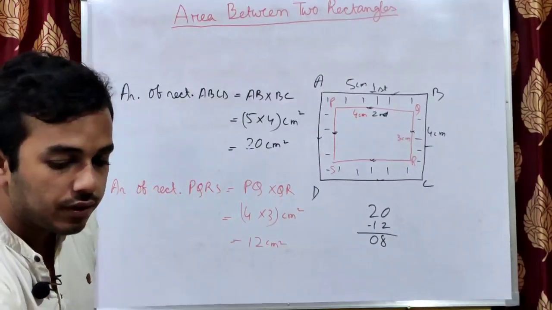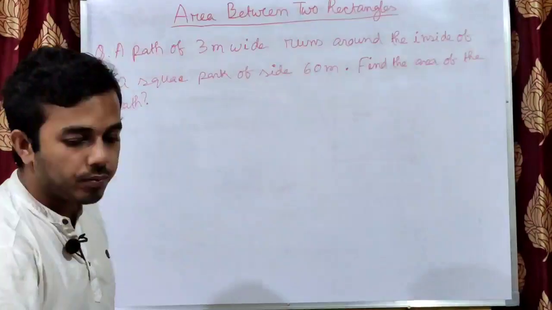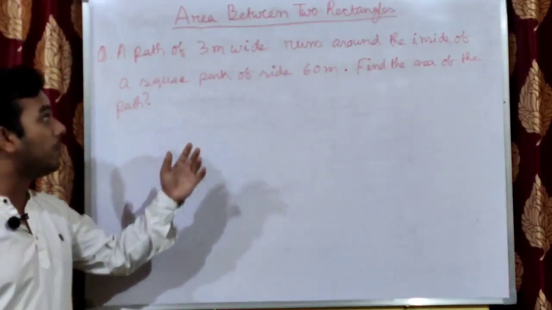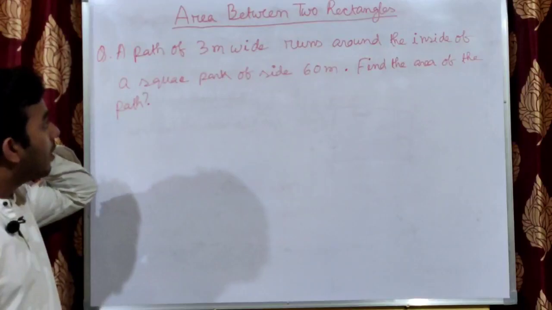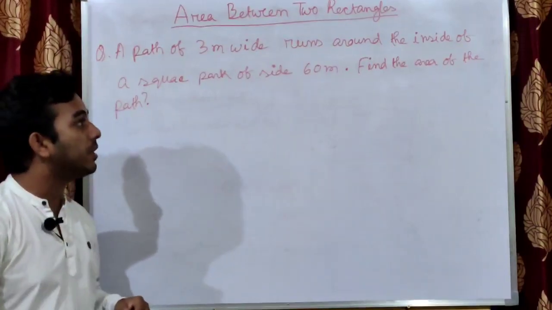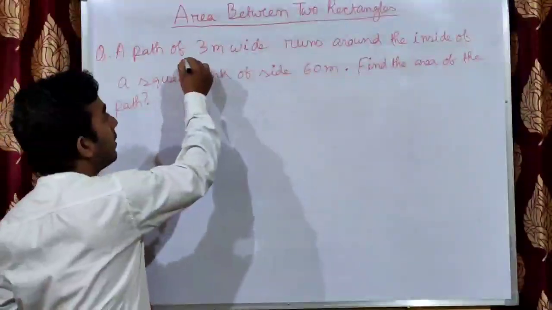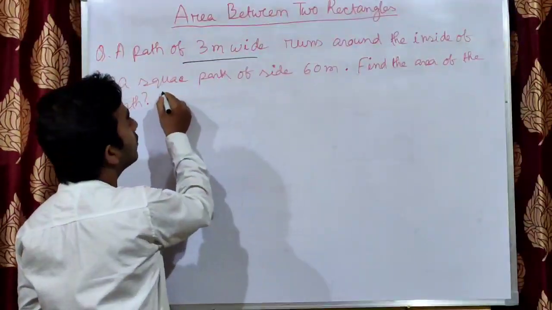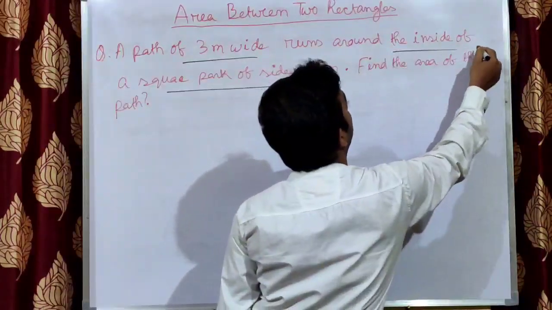So let's start with our exercise, first question. Here is our first question: a path 3 meter wide runs around the inside of a square park of side 60 meter. Find the area of the path. The path, 3 meter wide, runs around the inside of the square park.